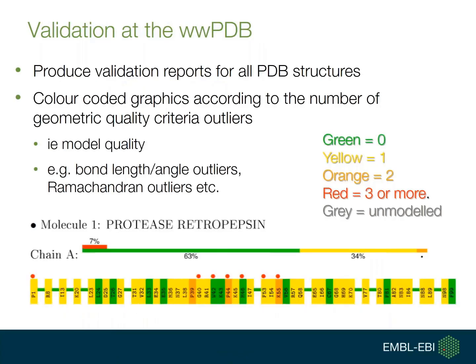Another thing we do across the wwPDB is to produce validation reports for all new PDB structures. Within these, we produce color-coded graphics for all the proteins, showing the geometric quality outliers within the protein itself. The green residues along the bottom of the screen here, green represents there are no quality outliers, ranging to red, which means there are 3 or more model quality issues. These can be things like bond length, bond angle, Ramachandran outliers, or maybe too close contacts.